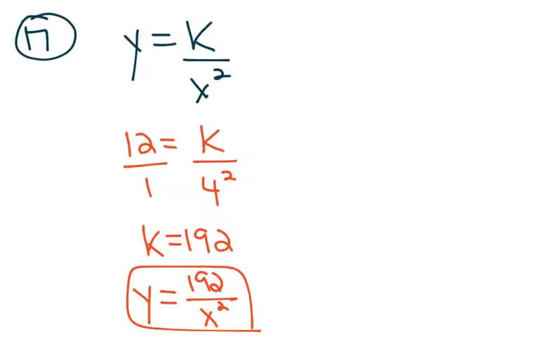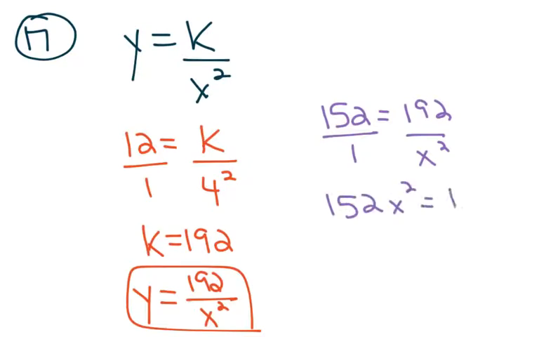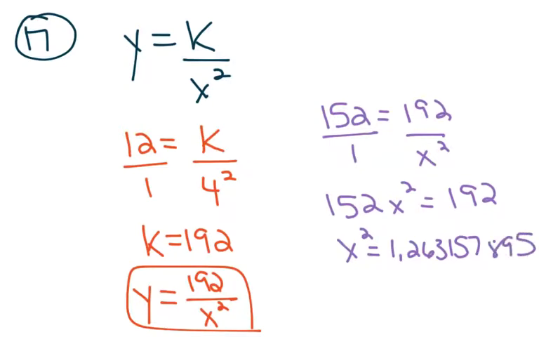Now I'm going to take that equation and use it to find x when y is 152. So 152 is equal to 192 over x squared. Remember, I said this is a proportion, so if you cross multiply, you get 152x squared is equal to 192. 192 over 152 is going to be a nasty number, so it's going to be 1.2631579. I'm just going to leave that decimal in my calculator.